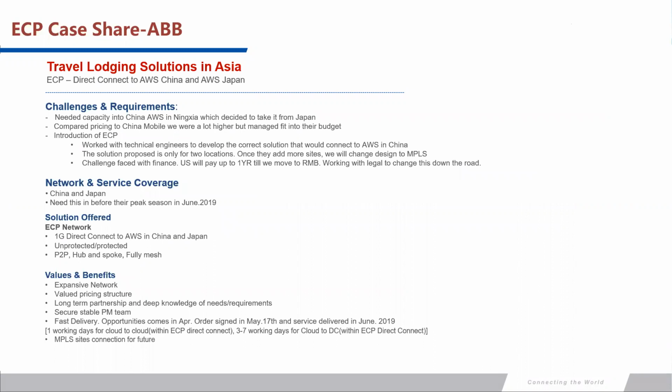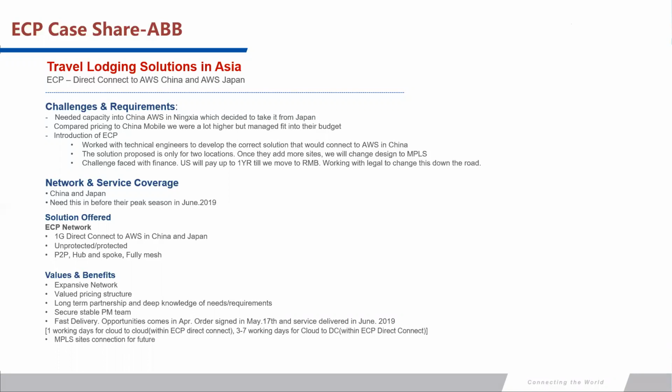Now I'm introducing some successful ECP cases. ABB. ABB is a travel lodging web company, very famous in the world. They had requirements to connect to AWS China and Azure. They needed capacity between AWS China in Ningxia and AWS Japan in Tokyo. We also had competitors, different Chinese vendors, competing for this kind of solution.